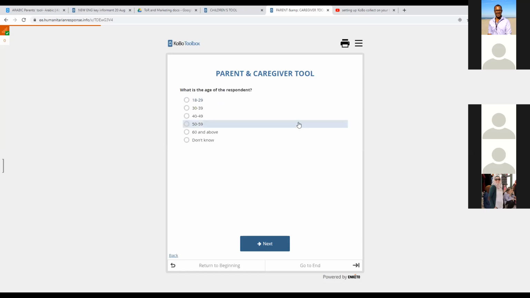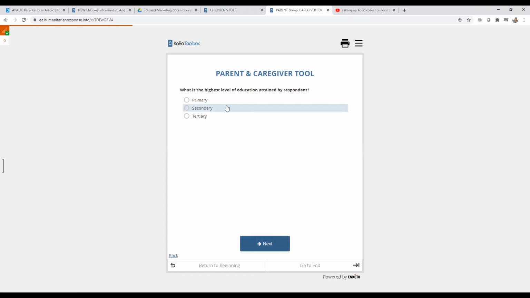Then what is the age of the respondent, since this is a parent's tool? Although sometimes a parent can be under 18, we have a selection here. We are assuming that we're working with parents who are older than 18. The gender could be anyone. What is the highest level of education of this person? It could be primary education. In some cases, there is none. This person did not go to school, but then you still put the lowest one, primary.